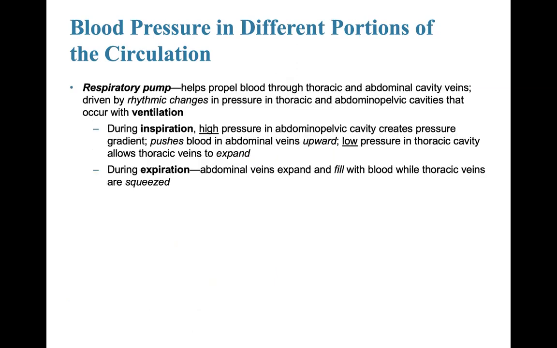We also have what's referred to as the respiratory pump. This helps to propel blood through the thoracic and abdominal cavity veins. This is driven by rhythmic changes in pressure in the thoracic and abdominopelvic cavities that occur with ventilation. So during inspiration, high pressure in the abdominopelvic cavity will create a pressure gradient that's going to push blood in the abdominal veins upward. Low pressure in the thoracic cavity will allow thoracic veins to expand. During expiration, the abdominal veins will expand and fill with blood while the thoracic veins are squeezed.